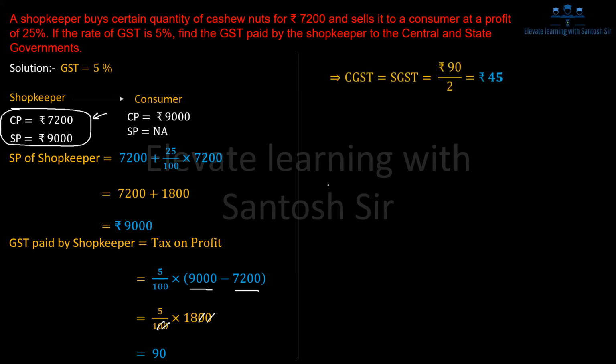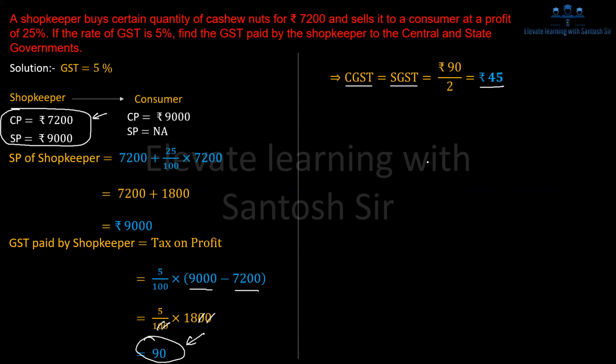Now for the shopkeeper, we know that this GST is equally shared by the central and state government. So central GST, that is CGST, will be equal to state GST, that is SGST, and it will be 90 upon 2, which is nothing but 45 rupees.